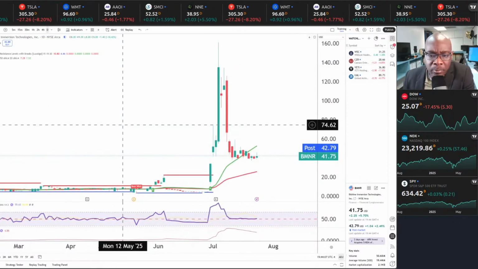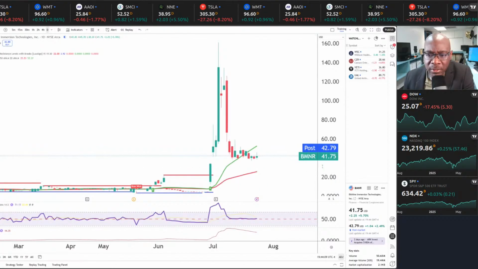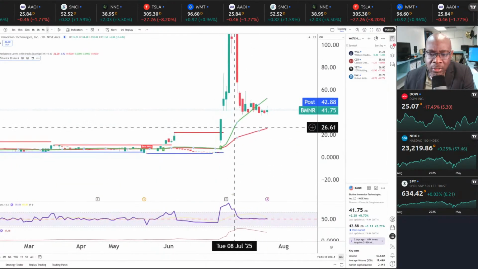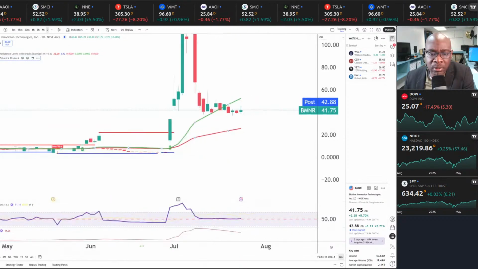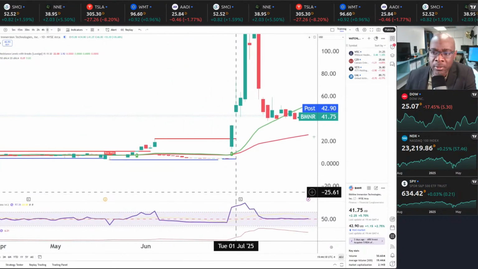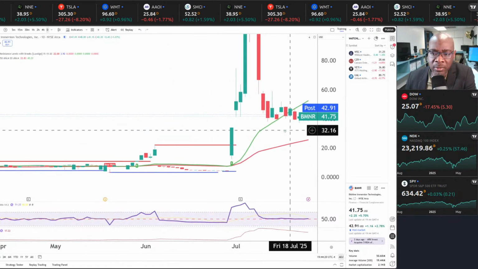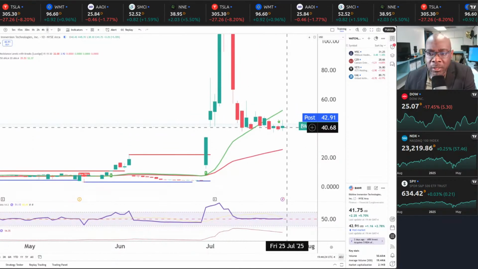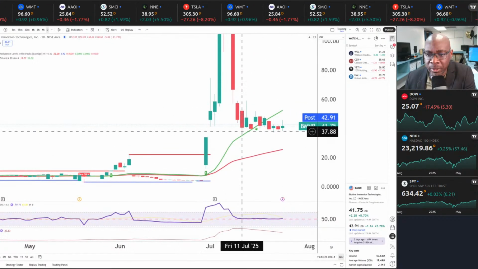Here we can see our charts. Let's open that up a little bit more, make that a little bit bigger. And here we can see this one. Now this particular stock, we can see that we're in the uptrend, right?